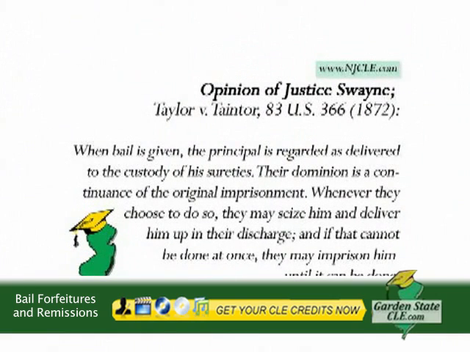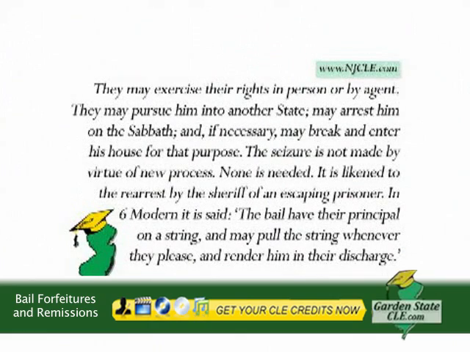"When bail is given, the principal is regarded as delivered to the custody of his sureties. Their dominion is a continuance of the original imprisonment." This is all just the restatement of the common law. "Whenever they choose to do so, they may seize him and deliver him up in their discharge. And if that cannot be done at once, they may imprison him until it can be done. They may exercise their rights in person or by agent. They may pursue him into another state, may arrest him on the Sabbath," yikes, "and if necessary, may break into his house for that purpose," double yikes.